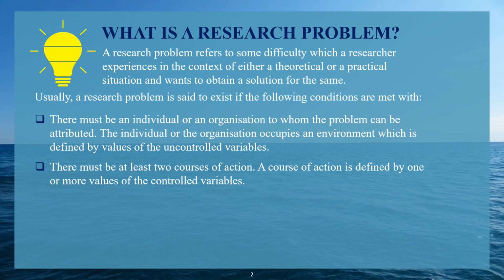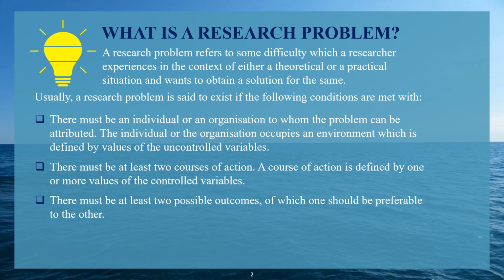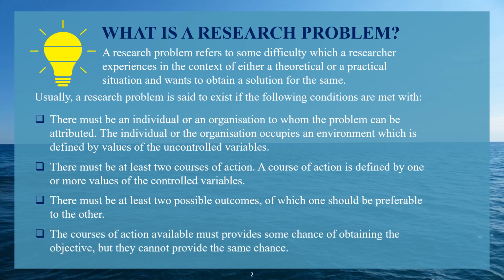Second condition is there must be at least two courses of action. Here, courses of action is defined by one or more values of the controlled variables. Third condition is there must be at least two possible outcomes, of which one should be preferable to the other. Fourth and last condition is the courses of action available must provide some chances of obtaining the objective, but they cannot provide the same chance.